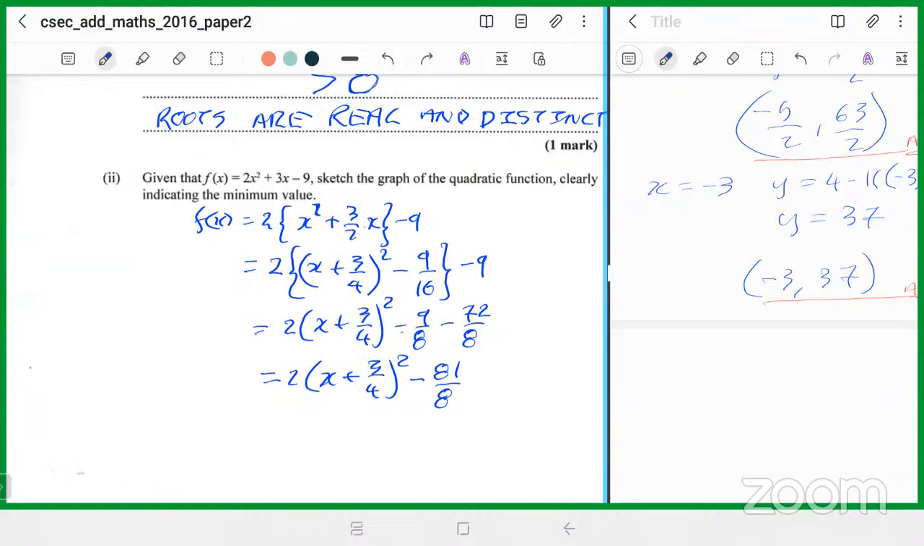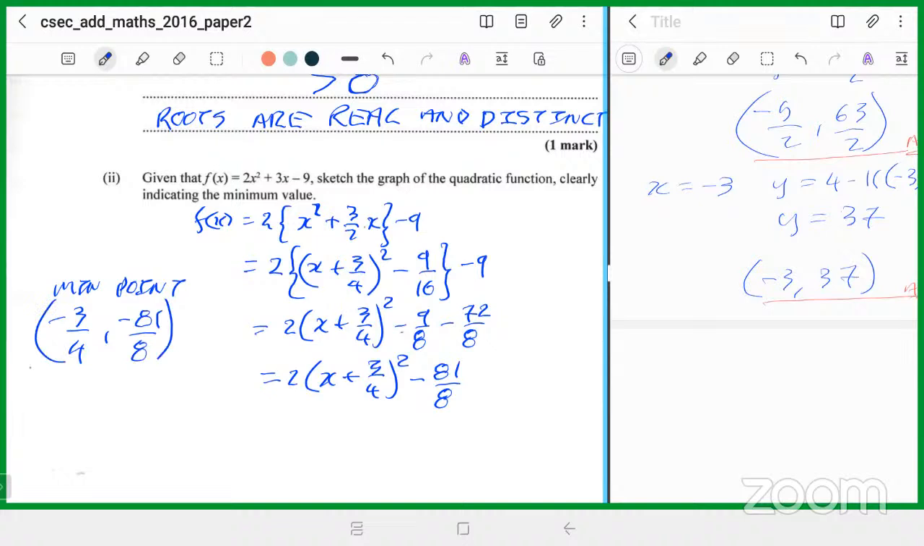So I can write my minimum over here. My minimum point is going to be where this equals 0. The x is going to be negative 3 over 4, negative 3 over 4. And this is my minimum value, negative 81 over 8. All right.